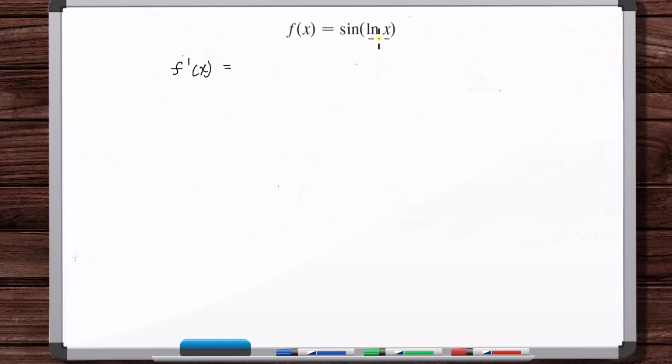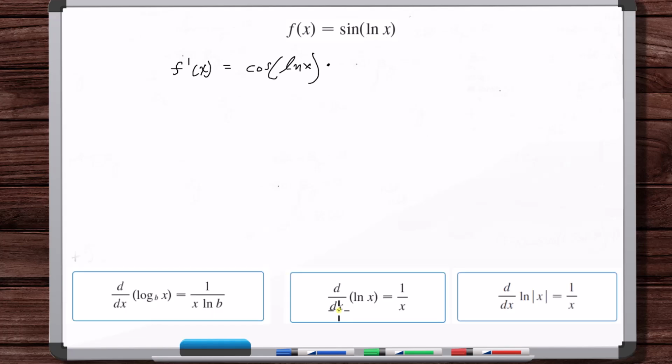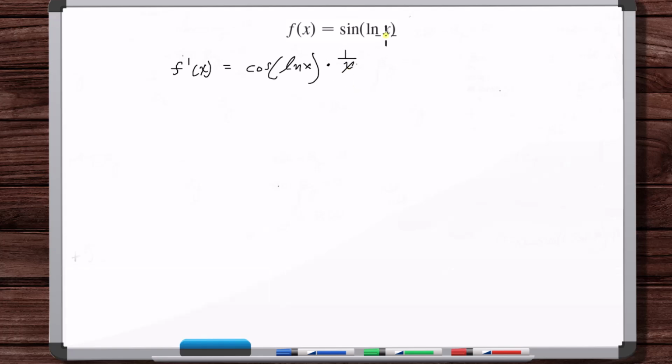We've got the sine of something. It's cosine of that something times the derivative of that something. So the derivative with respect to x of natural log of x is 1 over x. And there's no more chain rule here. So this is the derivative. Let's just write it in a clean form. So that's the derivative.